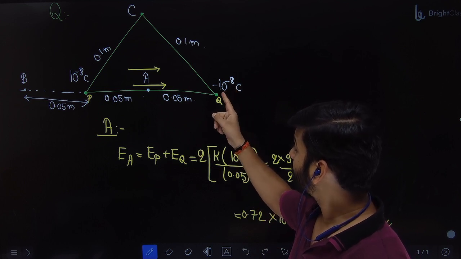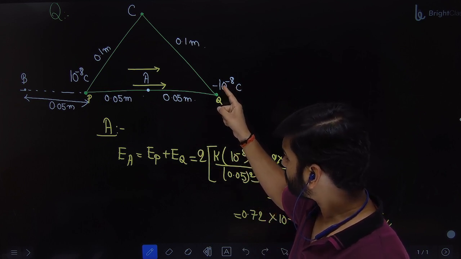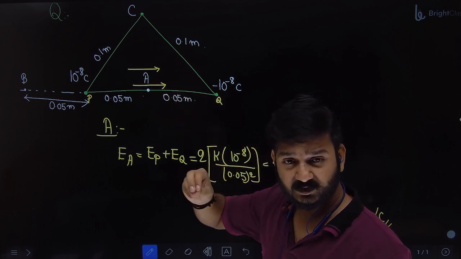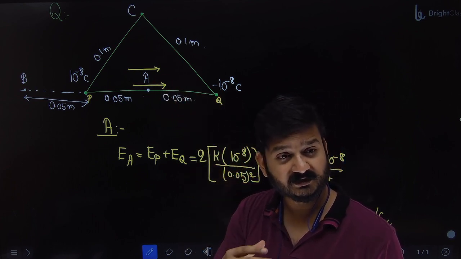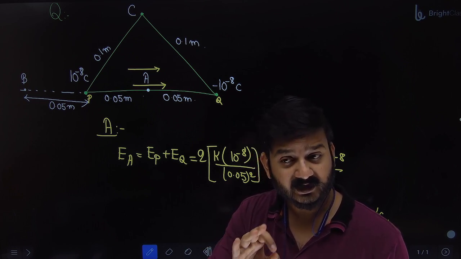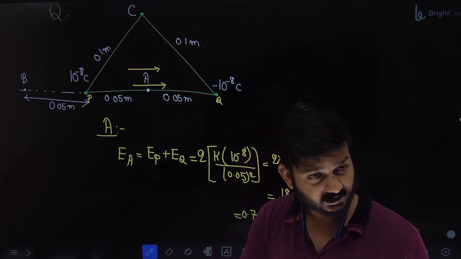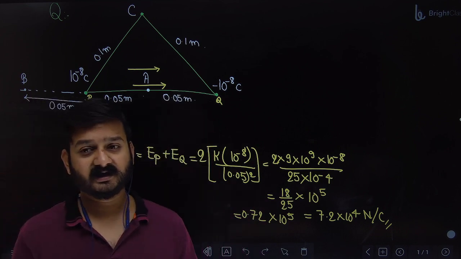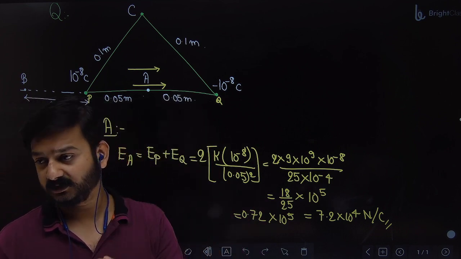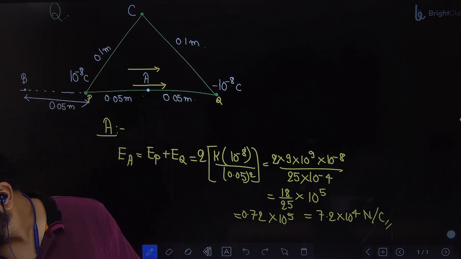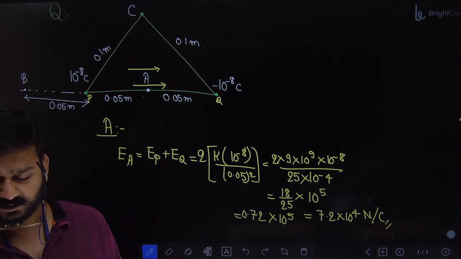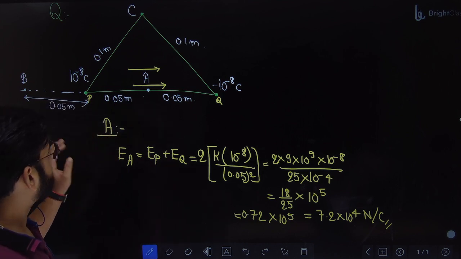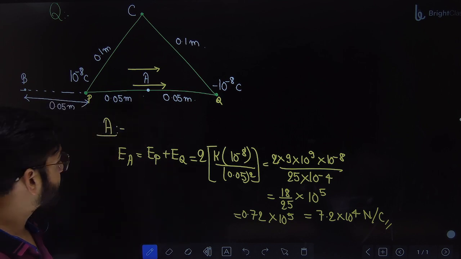I'm repeating again. The negative charge is there just to tell you what the direction is. So once you have taken into account the direction, don't write negative again. For vector quantities, whenever a negative sign is there in the charge, that will give you the direction. And once direction is taken, don't put minus again. So A is done. Now let's solve for B.